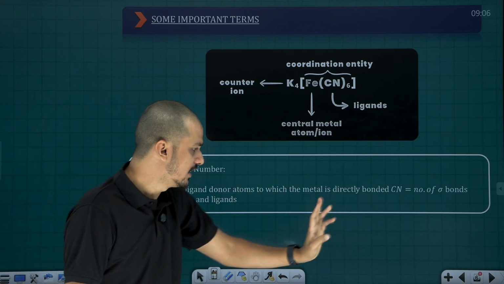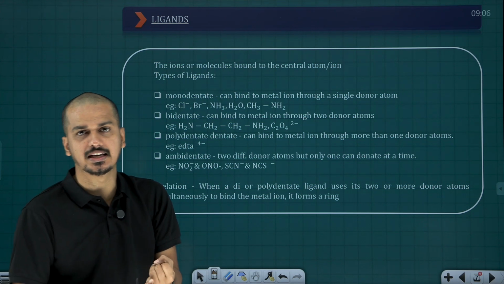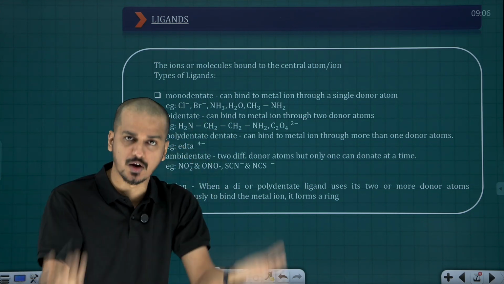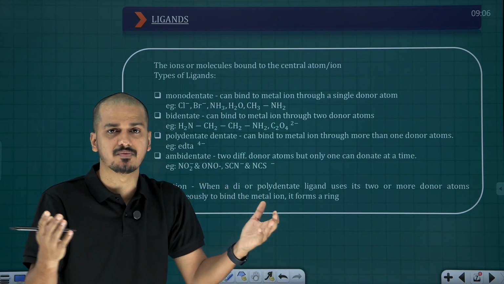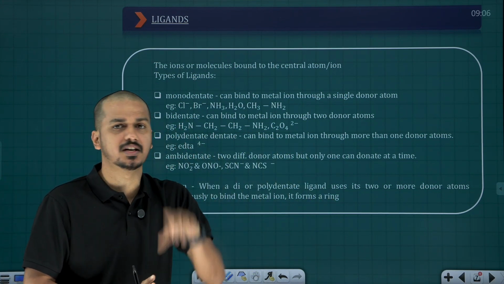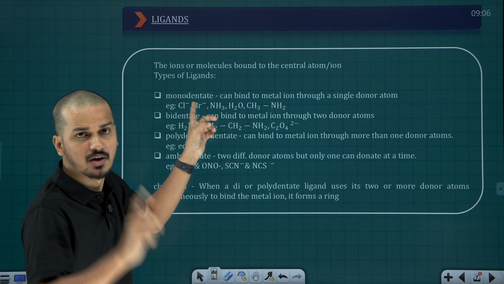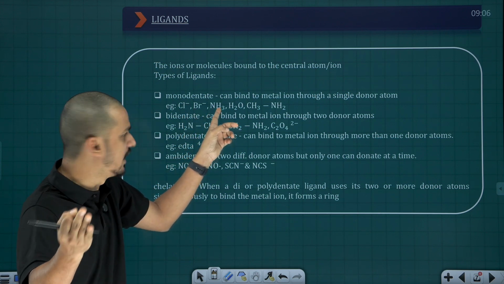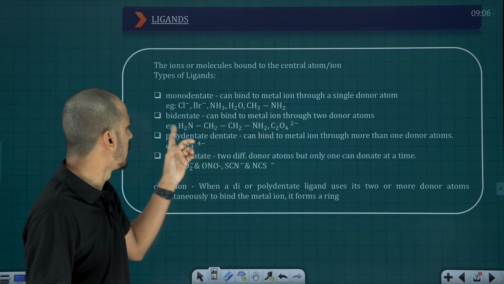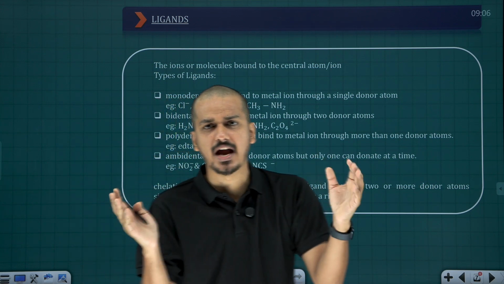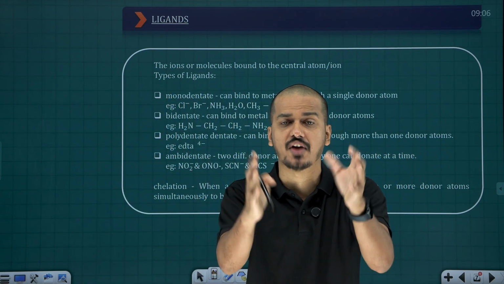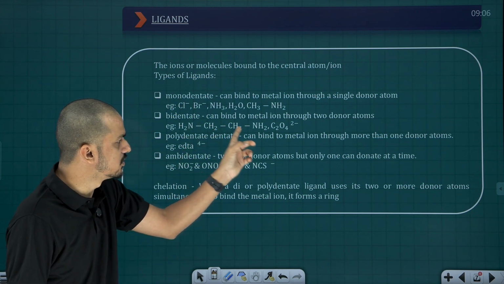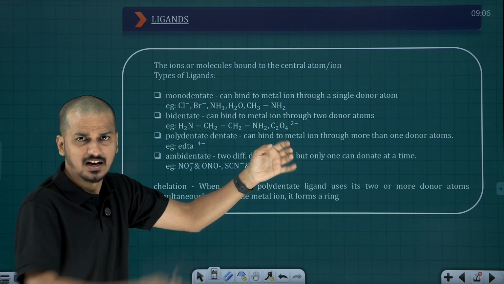In the case of ligands, some ligands are monodentate, some are bidentate, some are tridentate, some are polydentate. How many atoms through which our ligand is attached to the central metal atom, that is called denticity. Monodentate means only one atom is bound with the central metal atom, like Cl-, Br-, ammonia, H2O, CH3NH2. Bidentate means which can bind to the central metal atom through two different atoms. Example: ethane-1,2-diamine, ethylenediamine, NH2CH2CH2NH2, as well as oxalate ion.